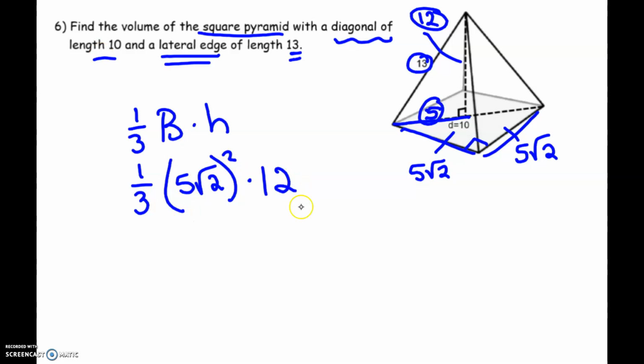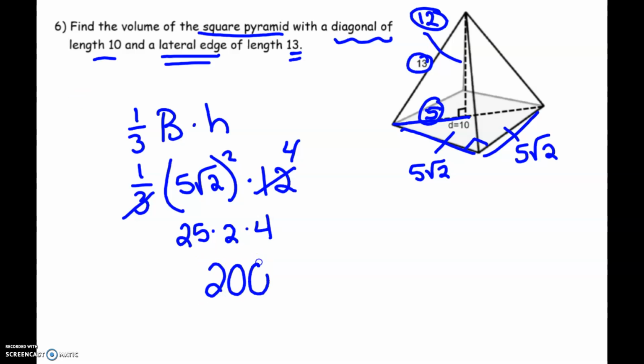So again, before I put this in my calculator, I'll do some simplifying. The 3 will cancel out here and make my 12 a 4. Remember, when you square, your 5 must get squared, so that's 25, and the square root of 2 gets squared, so that's a 2 times 4. So I have 25 times 8 basically, which brings me to a total volume of 200 cubic units.